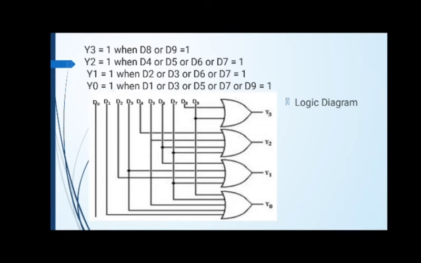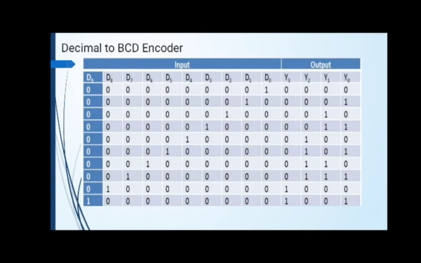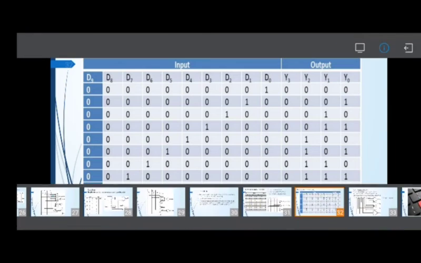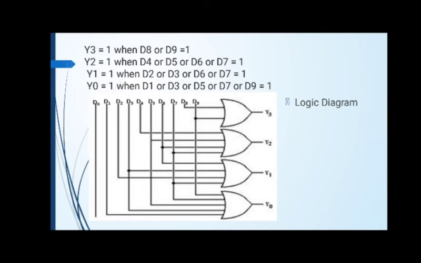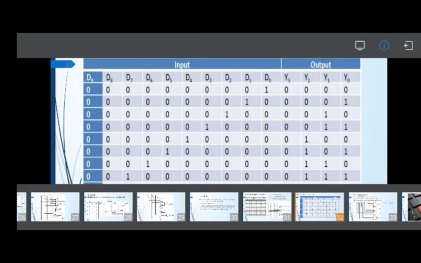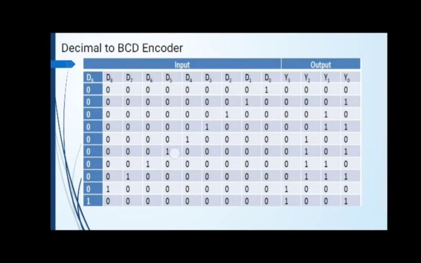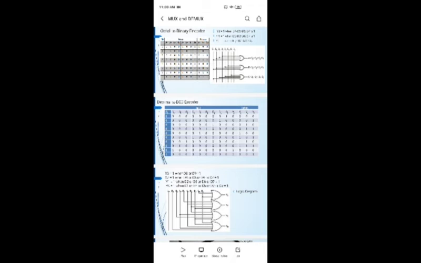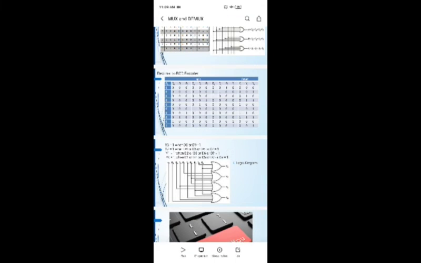Then when you say Y1 going to be high, check the truth table. Y1 is going to be high when D2 is high, D3 is high, D6 is high, or D7 is high. So under any of these situations, Y1 will be high. Similarly, Y0 will be high when D1 is high, or D3 is high, or D5 is high, or D7 is high, or D9 is high.